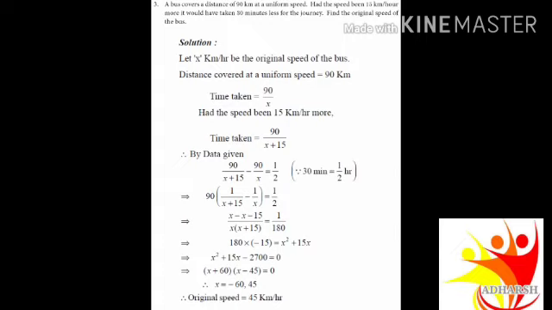Therefore x plus 60 equal to 0 means x equal to minus 60. And the second value, x minus 45 equal to 0. Therefore x equal to plus 45. We get the x values minus 60, 45. But a negative value cannot be possible. Therefore minus 60 cannot be possible. Therefore we get x equal to 45. Therefore the original speed of the bus equal to 45 km per hour.